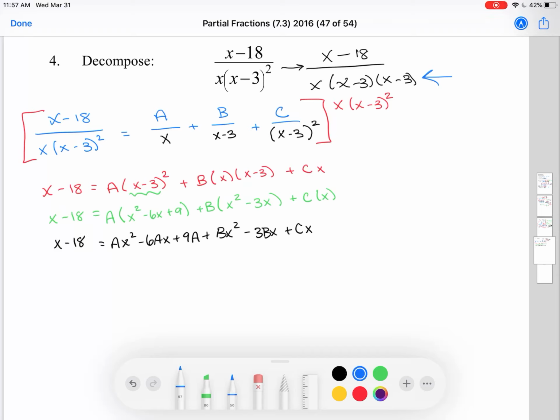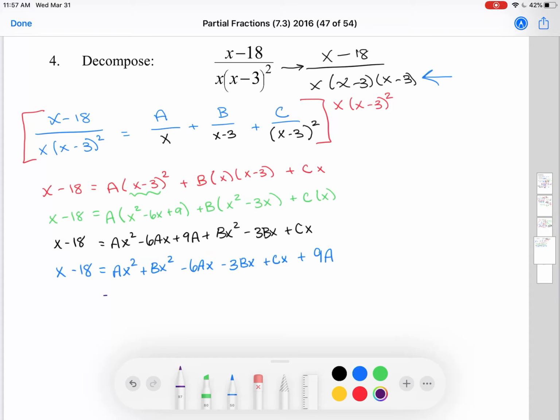Now I can group them by their variables. So ax squared can pair with a positive bx squared. Then I'm going to move on to just the single x's, minus 6ax, minus 3bx, and that c also comes into play. And the only constant I'm going to have here is just 9a, and that's actually going to work in our favor here in just a second.